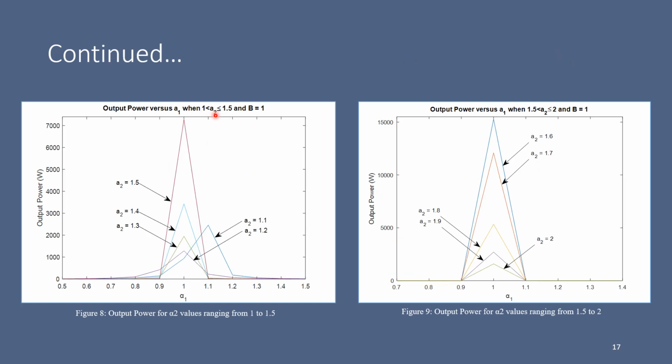Moreover, when alpha 2 value is from 1 to 1.5, the output power drops from 1.1 to 1.2 and it starts increasing from 1.3 to 1.5. Likewise, in the second graph, the power output drops from 1.6 to 1.2.